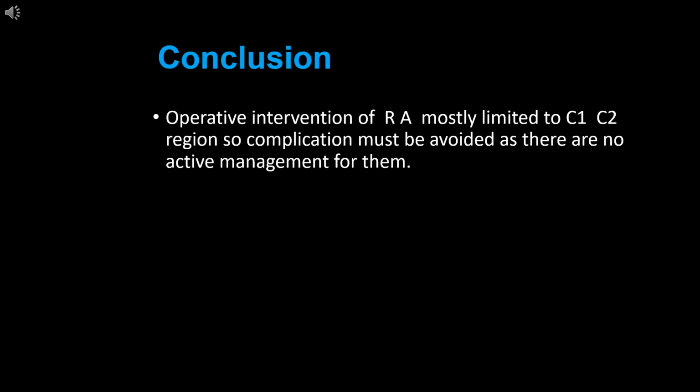Conclusion: rheumatoid arthritis involves the spine, most commonly the cervical spine. Suspicion and diagnosis are very important. If neglected, it will lead to catastrophic complications. Operative intervention is usually limited to the C1, C2 area, and complications must be avoided as there is no active management for them.